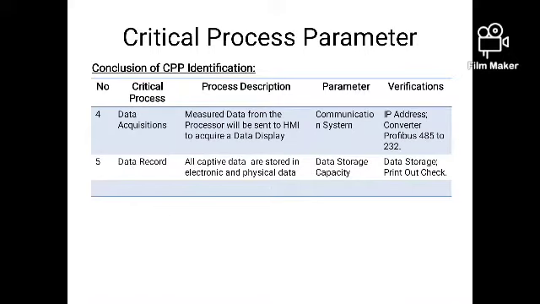Fourth, to verify the data acquisition, connection or communication between the processor and the HMI should be ensured. Check the communication port and converter. If the communication uses an IP or MAC address, please check the IP address. If a converter for Profibus is needed, check the converter.